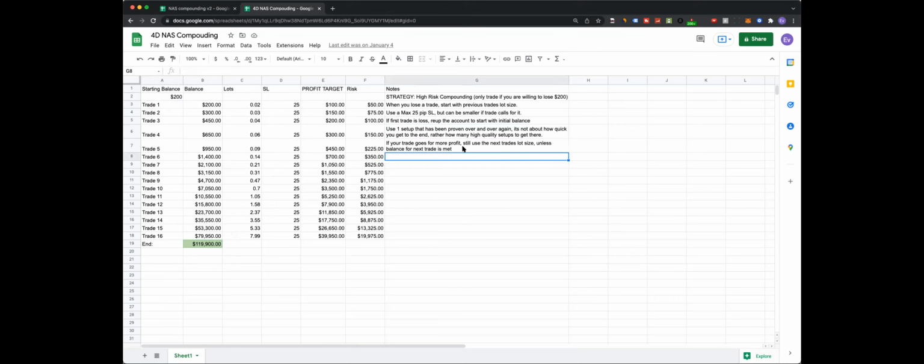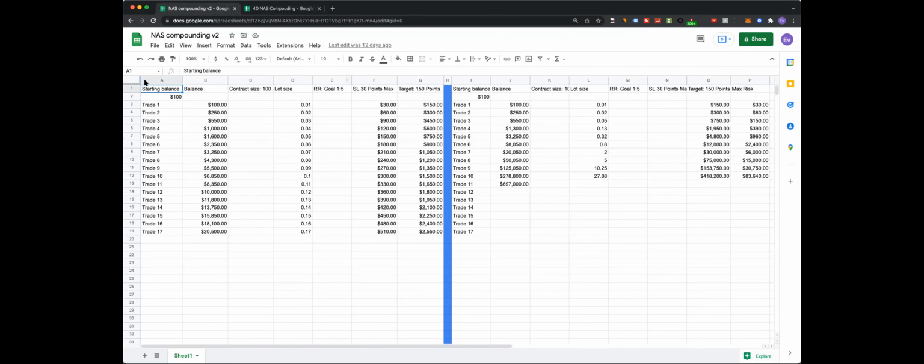If your trade goes for more profit, still use the next trade's lot size unless the balance of the next trade is met. Okay, so you're always trying to aim for the next balance. So if you have a setup that permits you to go from 5 to 7, right? So where your trade will get you to this number, then you can take that trade and skip 6 and just go straight to 7. If you decide to start without a $200 balance and start from a $1,400 balance, then you start from trade 6. Okay, simple.